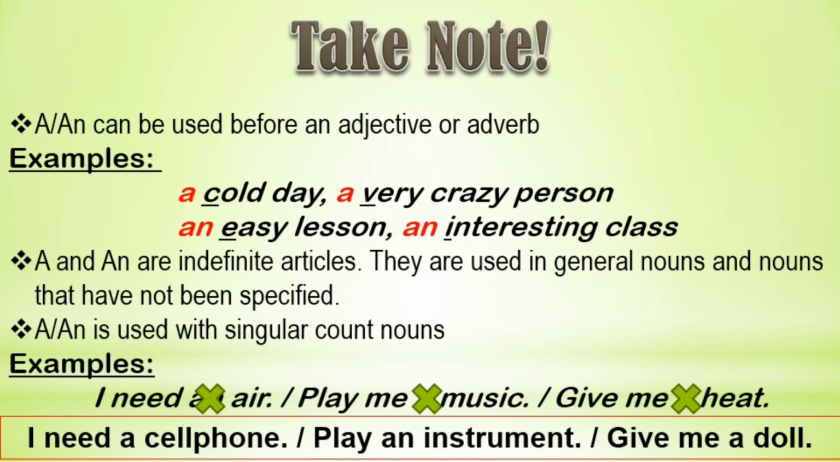Another example is play an instrument. So instrument is also an example of a singular count noun because there are many instruments, right? But we are only referring to one instrument, so we'll be using A or N. But instrument starts with letter I, so we'll be using N. Another example is give me a doll. So doll there is your singular count noun. It can be counted. And we'll be using A because D there is a consonant letter. So these are the things that you need to remember in using A and N.